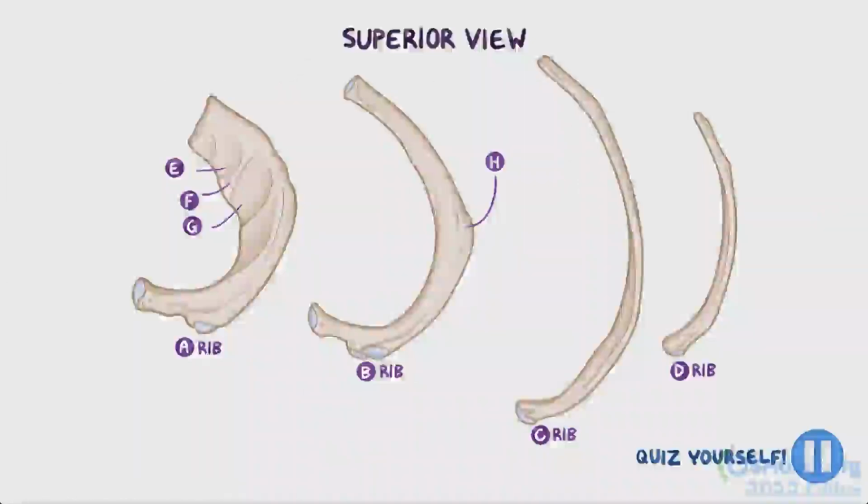Now let's take a deep breath and play a fun game. Let's see if you can identify which atypical rib we're showing in these images and what the structures are that form a typical rib.